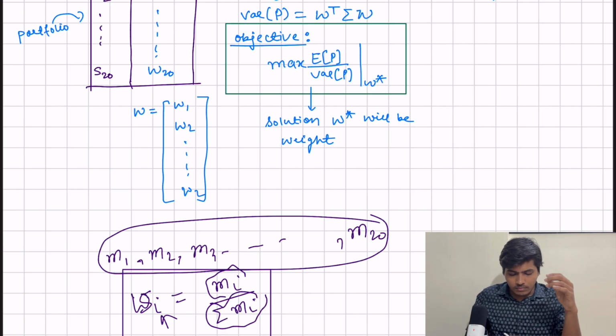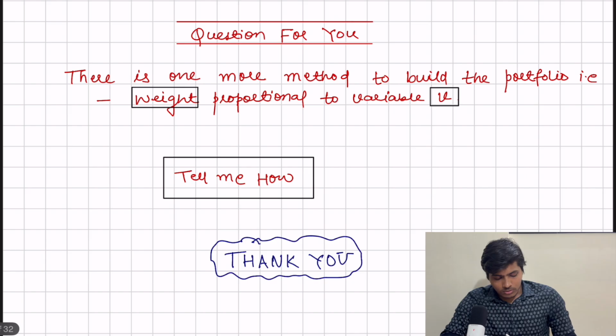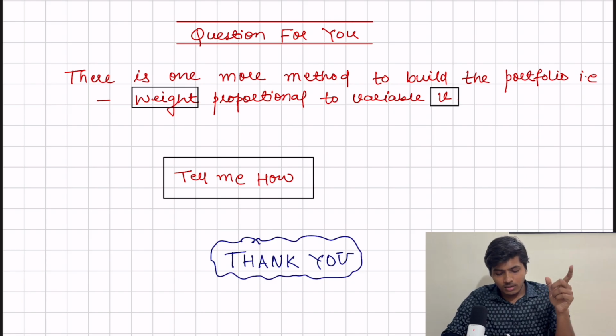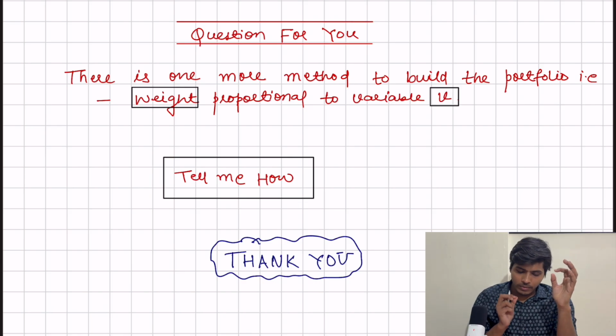Now let me ask you a question. There is one more method through which you can build a portfolio, that is weight proportional to the variable V, where V is the value factor, if you remember. So how can you make a portfolio where the weight of a stock depends on the variable V?